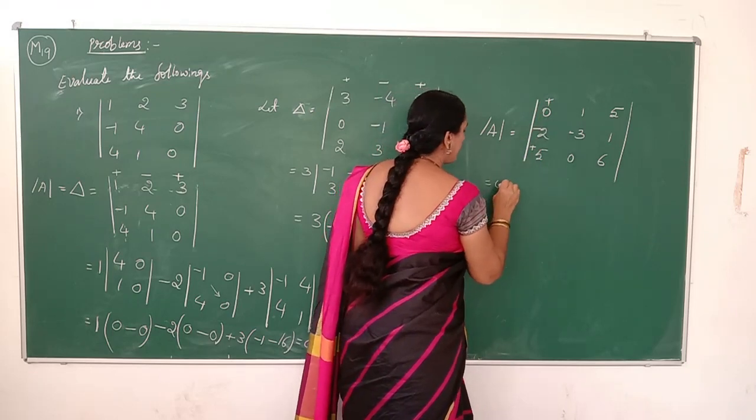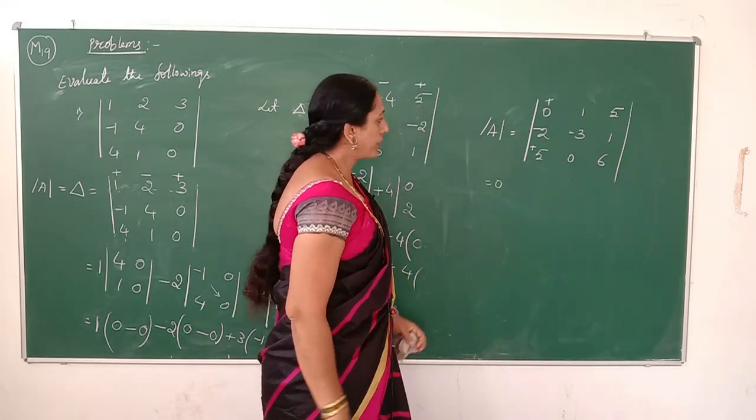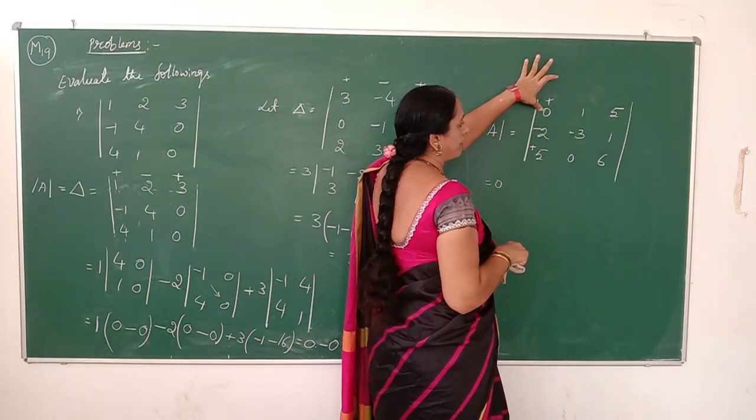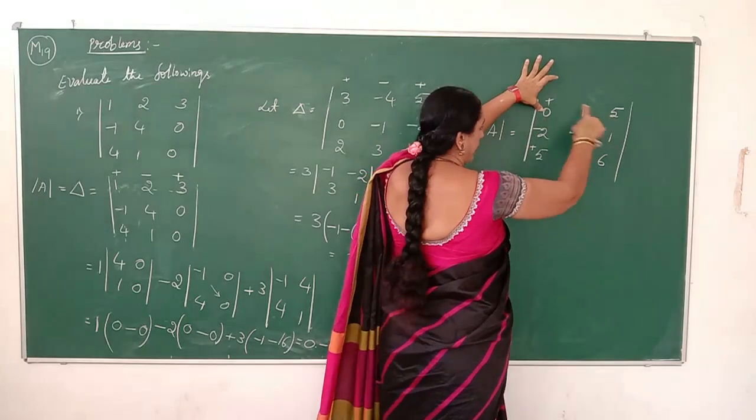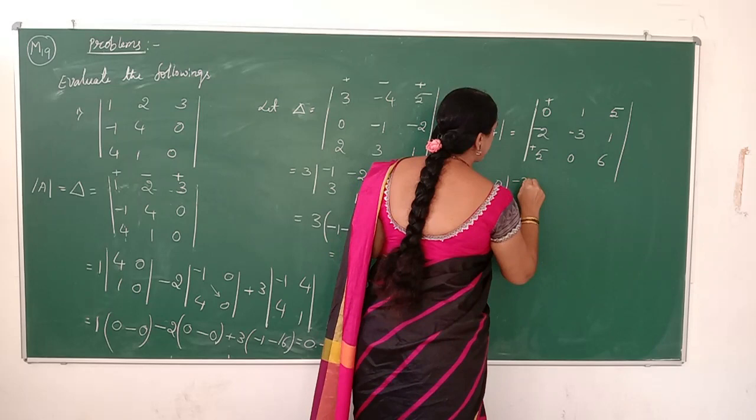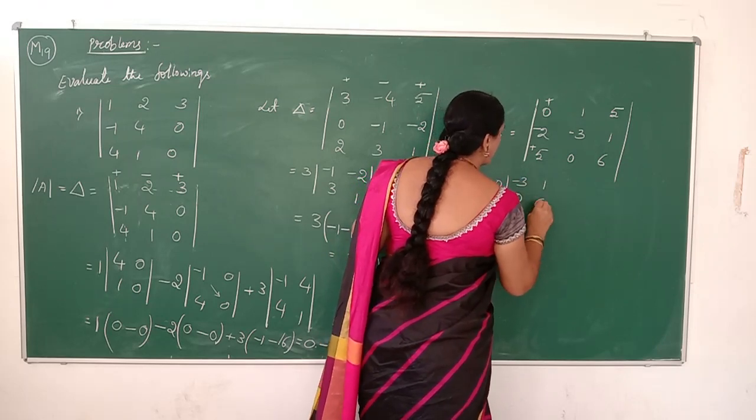Again 0 is the first element, so it gets neglected. The row and column elements of 0 are neglected. What are the remaining? Minus 3, 1, 0, 6.